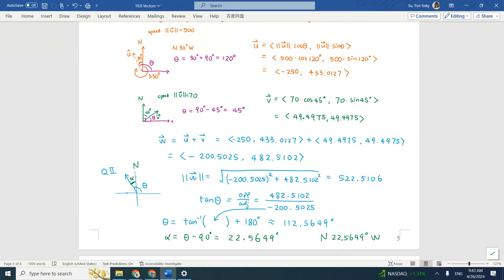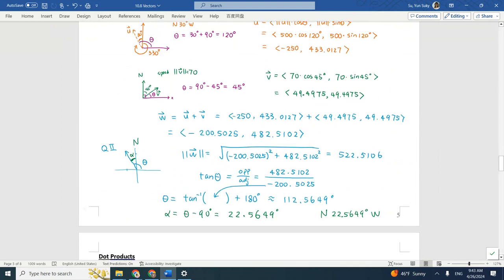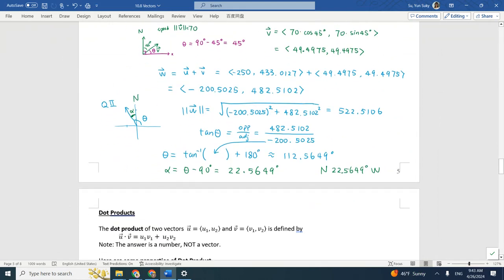Okay, everybody? So an airplane, they look at the bearing. Bearing, you always start with either north or south, and then east or west. Okay? So north, how many degrees east? Or north, how many degrees west? Okay, so that is application problems.